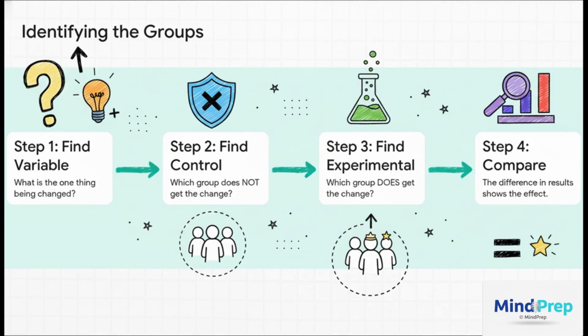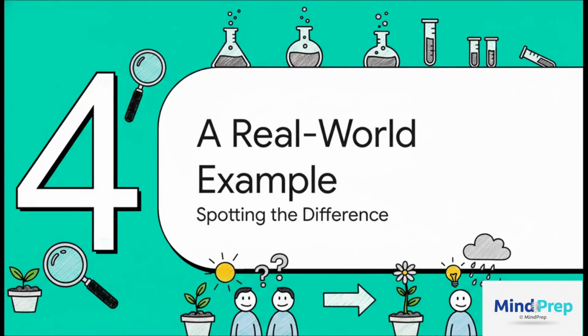And finally, step 4, the big payoff. You compare the results. Any difference you see between the two groups? That's the effect of your variable. Simple, right? Okay, theory is one thing, but let's put this into practice. We're going to use a really simple, real-world example that I'm pretty sure you can relate to.